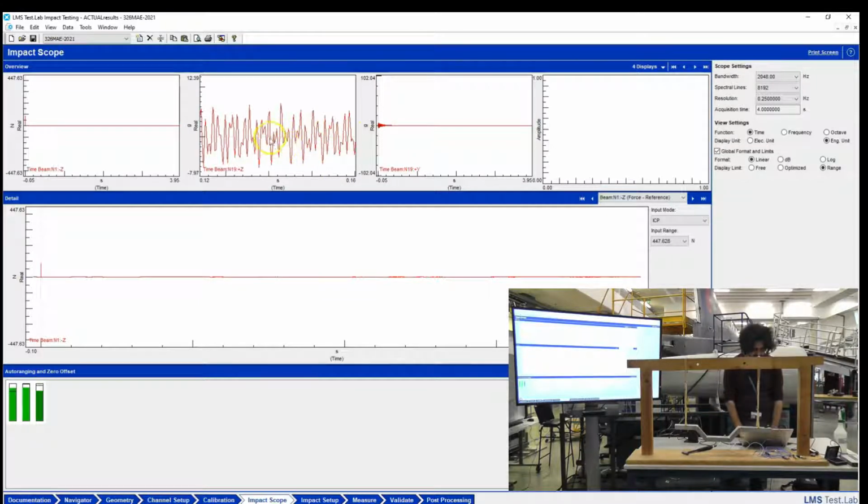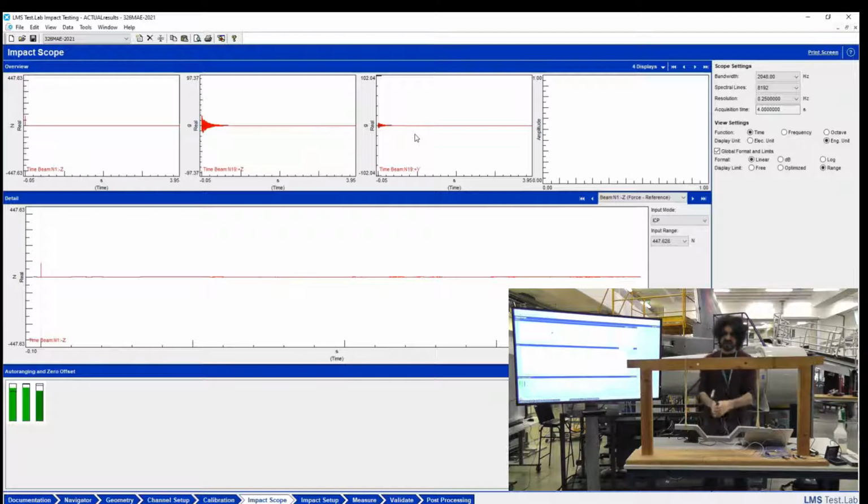And you got one for the z-axis and one for the y-axis as well. Of course, if I strike from the side, striking from the side means the y-axis is more excited than the z-axis.